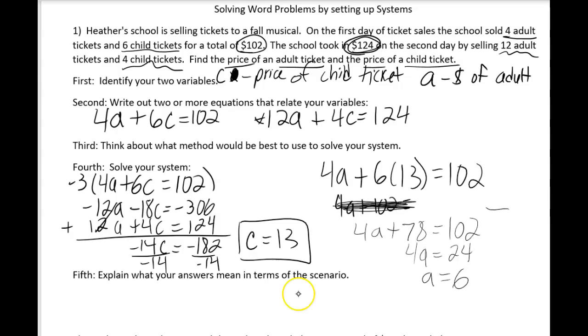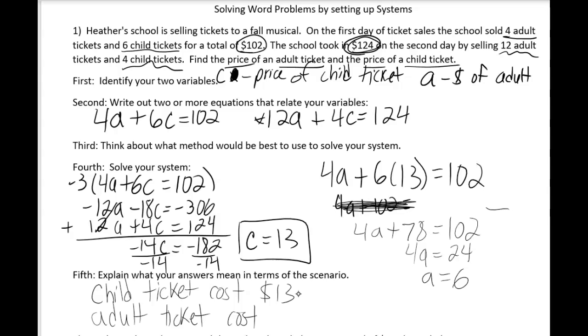So explaining our answer, the child ticket costs $13, the adult ticket costs $6. And there we have it. So really the only new part today is write the system yourself. And then once you solve it, throw it back to the word problem. What did you actually find?